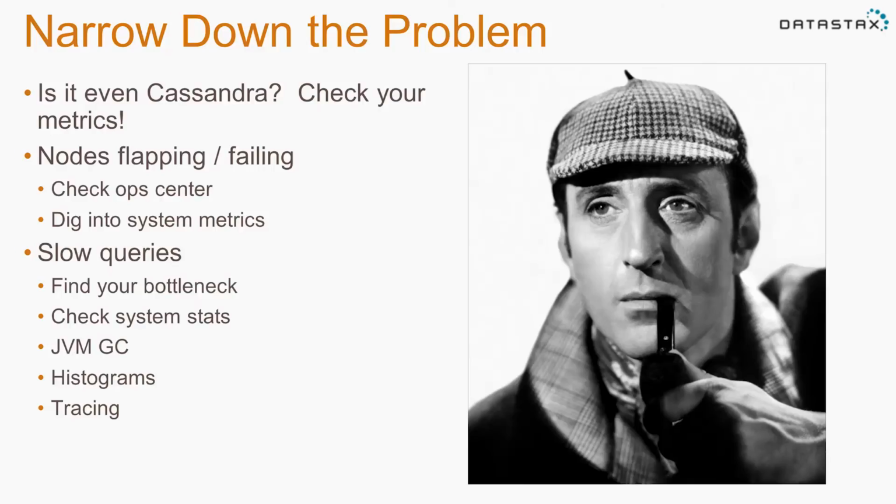Just to summarize, is it even Cassandra? Sometimes people will call up and say, hey, Cassandra's not working properly, and actually it's a whole load of other things that are impacting it, from the data model to the network to the disk, the hardware, everything. Nodes are flapping, coming up and down. Check OpsCenter. OpsCenter should be your first port of call. OpsCenter is absolutely great. Look at the system metrics. If you've got slow queries, try and isolate the bottleneck, try and find out exactly what it is, check the stats, check GC, look at the histograms, enable tracing, all these types of things.